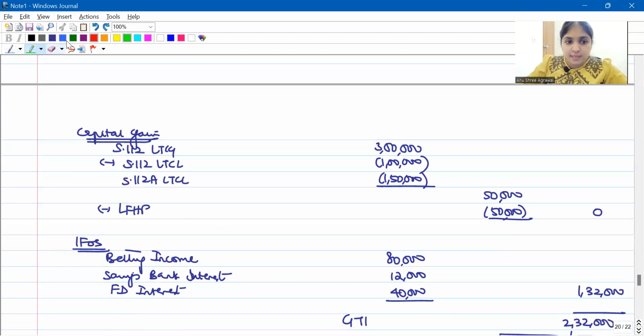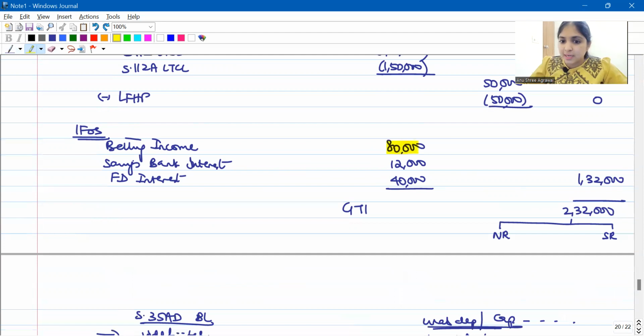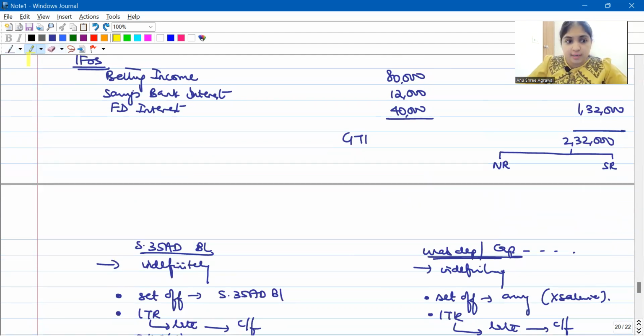So what are my special rate incomes, guys? Capital gains has anyways become zero. So the only special rate income I have is betting income. Capital gains income has already become zero. So the only special rate income I have right now is 80,000, and everything else is my normal rate income, 1,52,000. Now I'll think about chapter 6A.